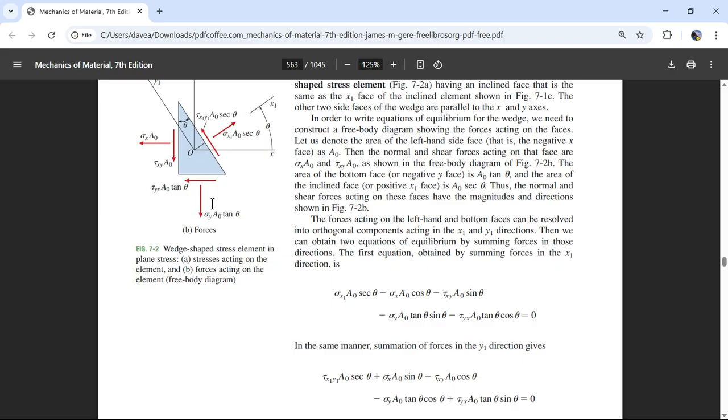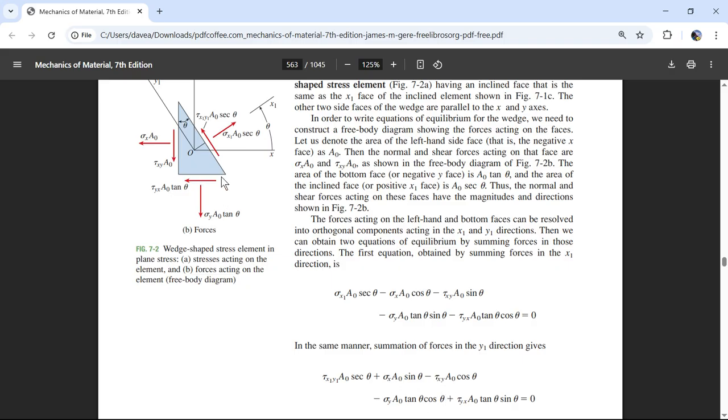Next one is going to be this sigma y. So it's in the negative y direction. It's a vertical force, and so I got my little bow tie. And it's going to be the cosine component, because the sine component is in the x1 direction. So minus sigma y a naught tangent theta cosine theta.